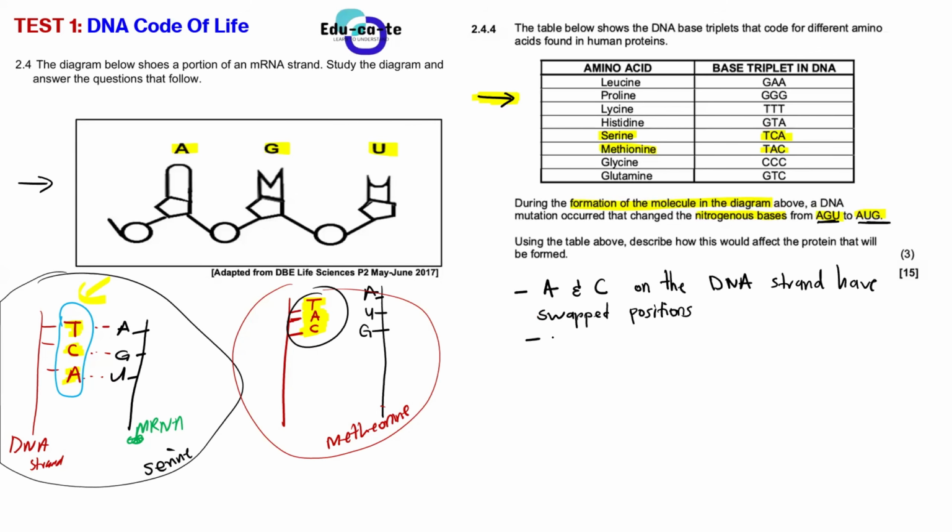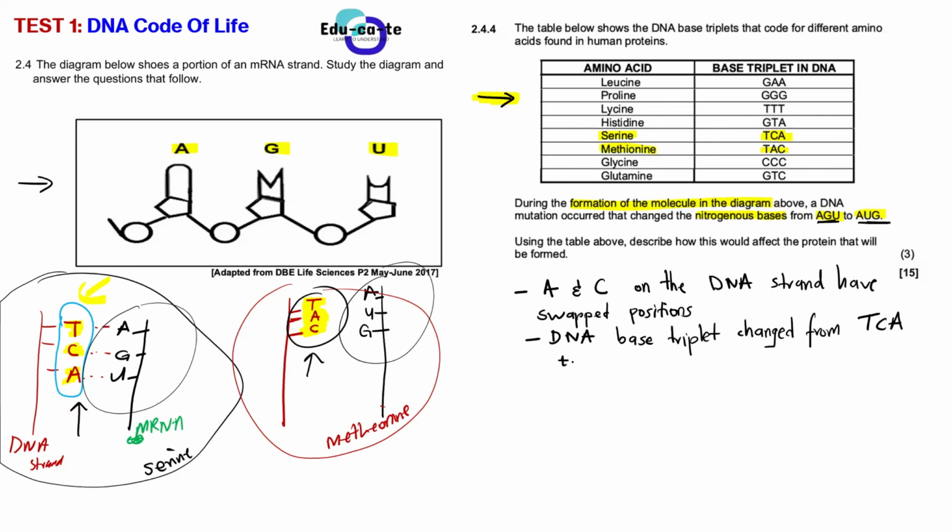So now you explain what has happened to the DNA-based triplet. The DNA-based triplet changed. It changed from TCA. The first one that we had was TCA, but because a mutation occurred, we actually changed from AGU to AUG in the codon. So on the DNA there was a change. The DNA-based triplet changed from TCA to TAC. And then you go straight to the table.